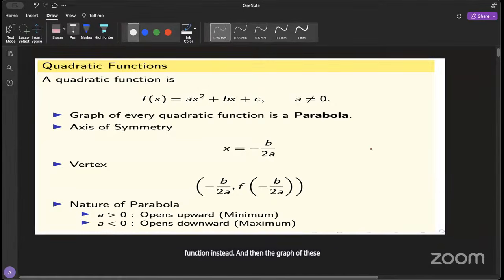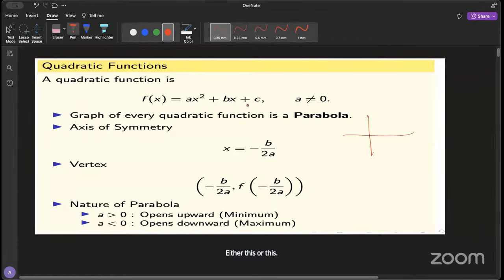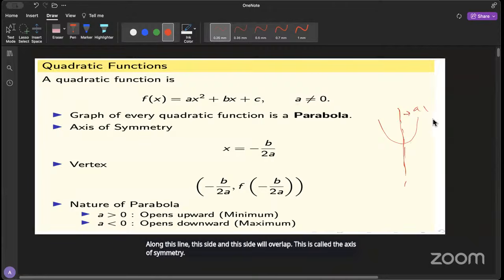And then the graph of these kind of functions always looks like this, where it's either this or this. In particular, that's called a parabola, and the axis of symmetry is this. So if you have this parabola, where if you fold it along this line, this side and this side will overlap. This is called the axis of symmetry.